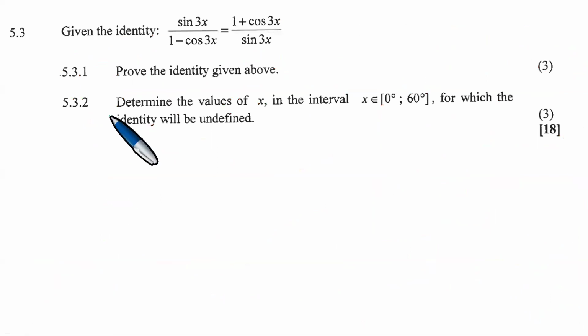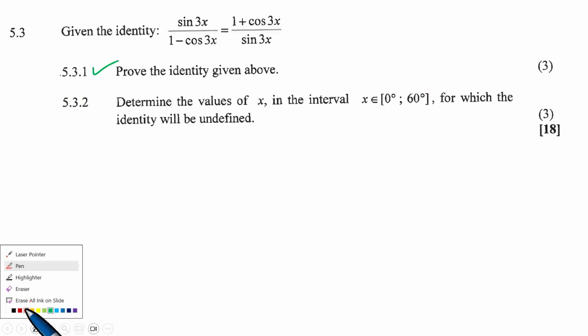Okay, now let us play around with some identities. This can be a little bit tricky because you need to decide what to do. So how do we prove this one? To prove it is straightforward, because we just take one side and produce the other. We're doing 5.3.1. We take the left or the right and produce the other.